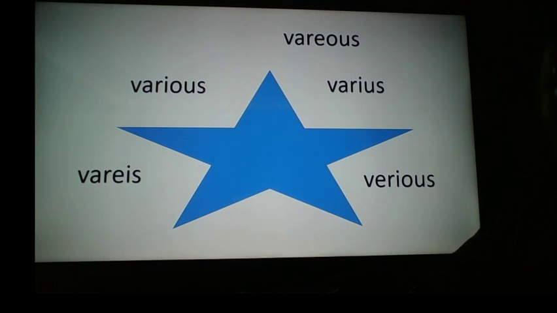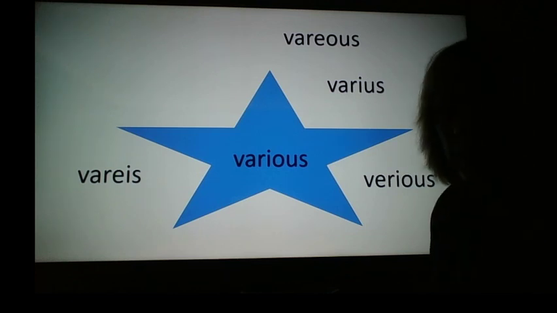Does anybody want to have a go at writing on the chat which word they think it is? And if not, just think mentally in your head, I think that's the word that's correct spelling. Shall we have a look? Yes, various. The correct spelling for various, V-A-R-I-O-U-S. So you'll know if you chose the correct word.